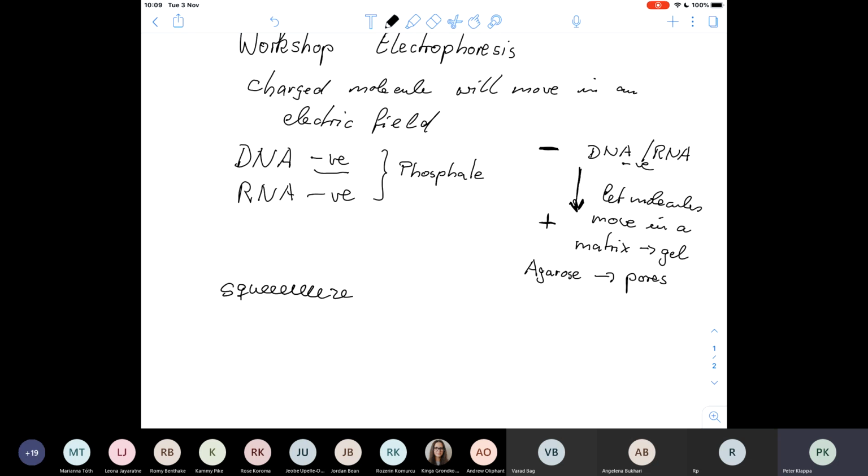They have to squeeze through pores. But they all move in the same direction, from negative to positive. Big molecules move slower. They find it more difficult to get through the pores. Small molecules move faster.